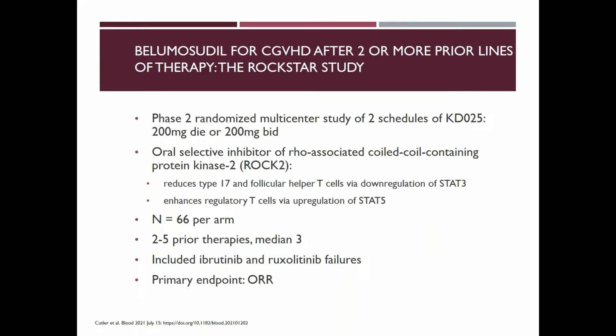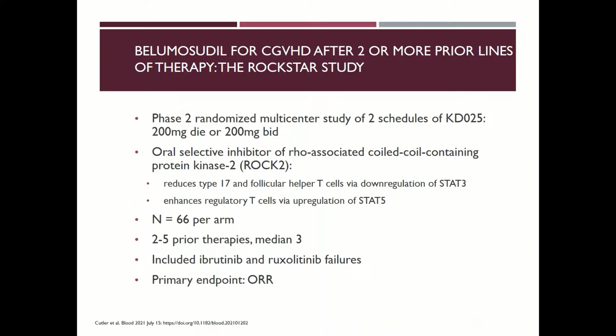The last drug that has been approved recently by the FDA is Volumatinib, and this drug was approved on the basis of the Rockstar study, examining its use for chronic GvHD after 2 or more prior lines of therapy. This was a multi-center phase 2 randomized study, randomizing patients to receive either 200 milligrams or 250 milligrams twice daily. The drug in question is an oral selective inhibitor of Rho-associated coil-containing protein kinase 2. Fortunately, we can abbreviate this as ROCK2.